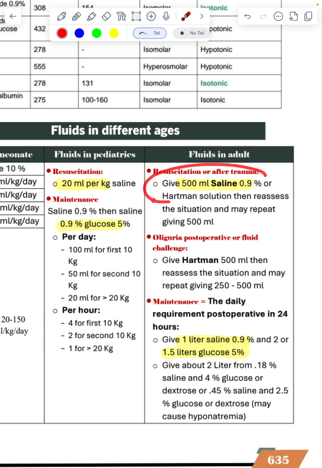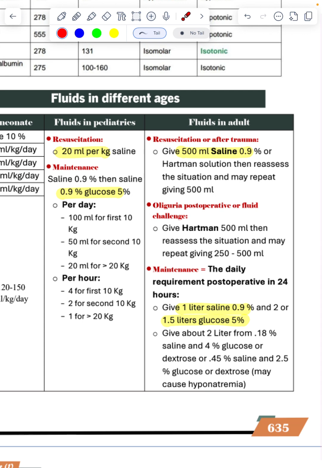For adults, it is normal saline or Hartmann 500 ml, then reassess and may repeat 500 ml of saline or Hartmann. This is for resuscitation after trauma, oliguria post-operative, or fluid challenge. Whenever you are giving a fluid challenge, give Hartmann 500 ml, then reassess the situation and may repeat giving 250 to 500 ml.